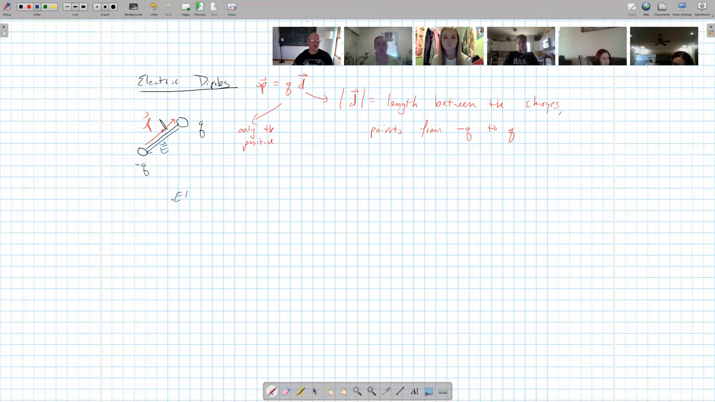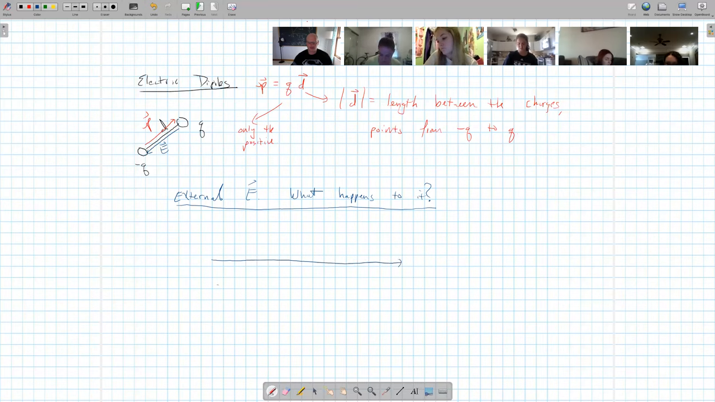So let's take this and put this into an external electric field. And we want to see what happens to it. So, for funsies, let's say our external electric field points to the right. So here is our external electric field pointing this way. So this is E, our external field.